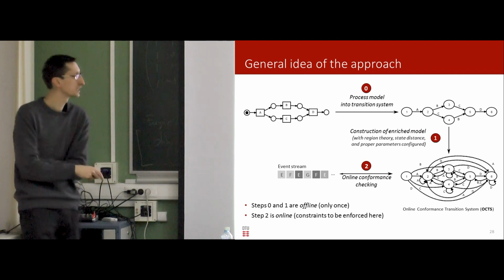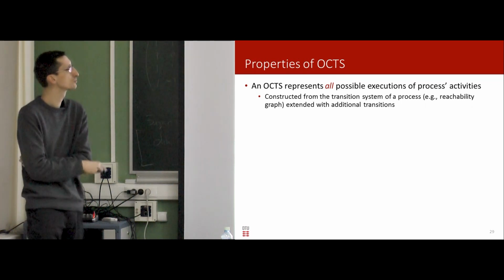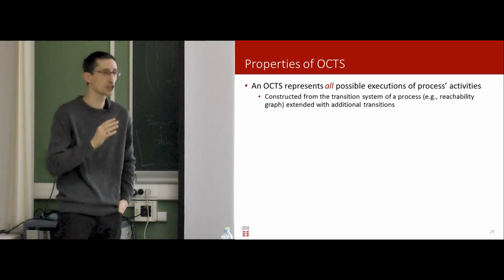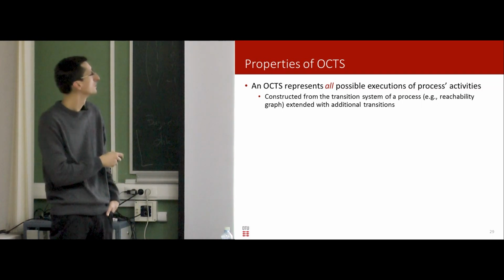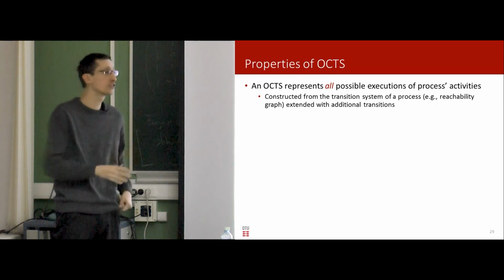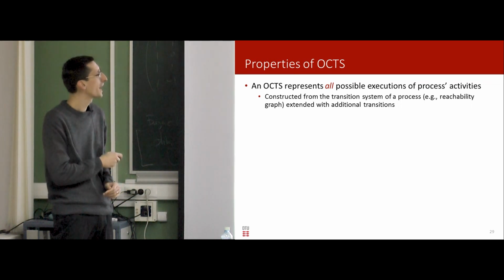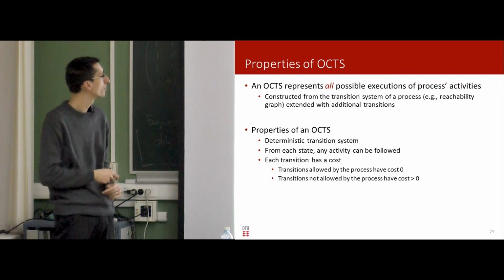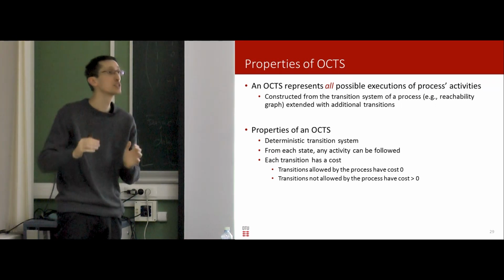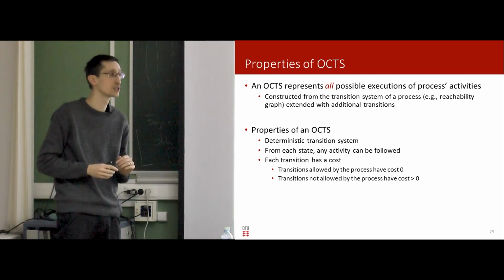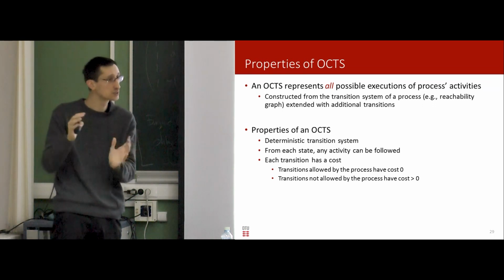So how does the OCTS look like? The idea is that it has to represent all the possible executions of the activities of the process. Okay? So it's constructed starting from the transition system, which represents all the possible states that we can have in our model, but we have to extend it somehow. And the point here is that the transition system allows the replay just of the behavior that is contained in the original model. But since we want to allow deviations to occur as well, we have to include deviations in there.